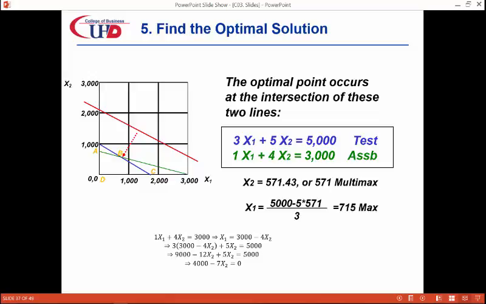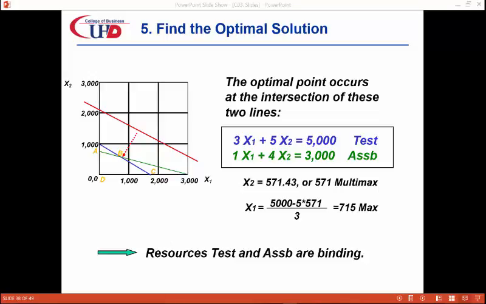x2 is equal to 4000 divided by 7, which is not an integer number. We will round it to the closest integer, 571, and plug it back into the testing equation to solve out the corresponding x1 as 715. Clearly, we can see that at such a solution, both testing and assembly resources are totally used up. Hence, we call both resources binding resources.